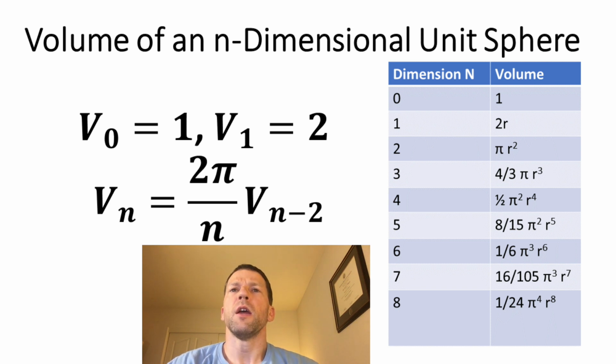So this factor 2 pi over n is going to be less than 1 when n is sufficiently large, like around 7. And what that means is these start decaying away faster than exponential decay. It just keeps getting smaller and smaller and smaller very, very quickly.